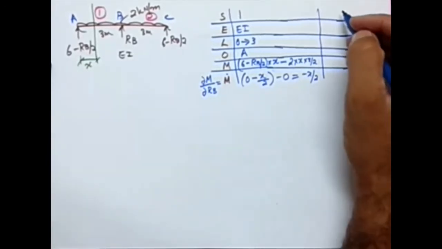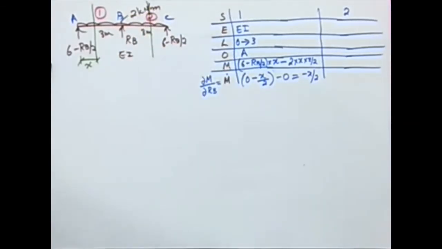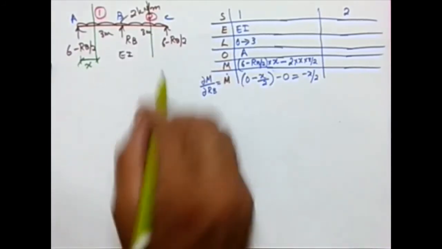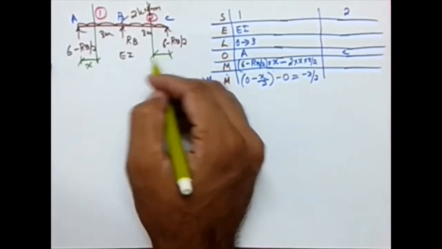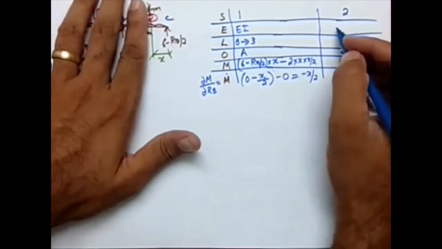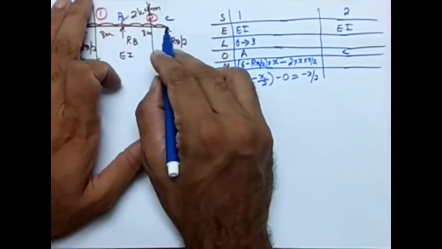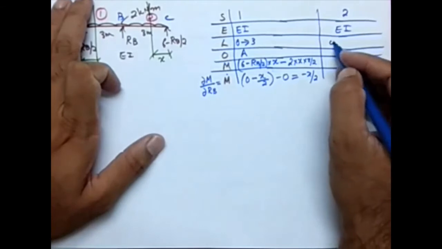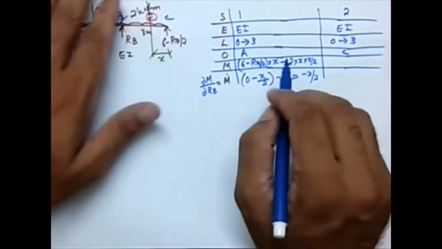Now I'm going to consider segment 2. For segment 2, I'm taking a section in segment 2. Which is the preferred side to look for, left or right? Definitely right, because on the right we have a lesser number of forces. So I'm considering C as the origin. The distance from the origin to the section is x. I'm taking the moment here. Let me fill in these details. C is the origin. So the limit of segment 2 is, if this is 0, this is 0 to 3. What about the expression for bending moment?